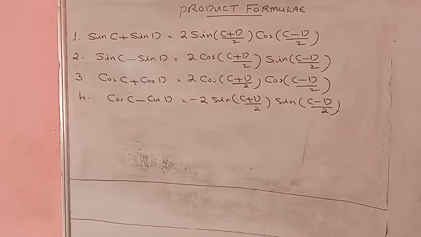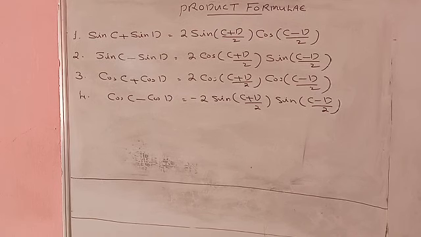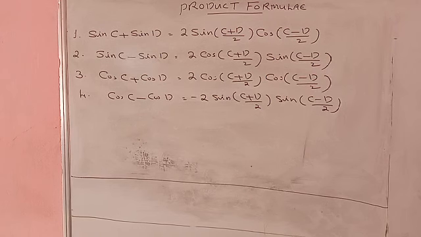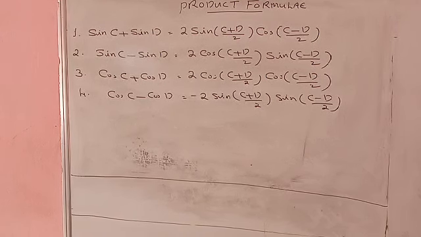and third result is addition of two cosine functions, that is cos c plus cos d, which is equal to 2 cos (c plus d)/2 into cos (c minus d)/2, and the fourth result is cos c minus cos d, which is equal to minus 2 sin (c plus d)/2 into sin (c minus d)/2.